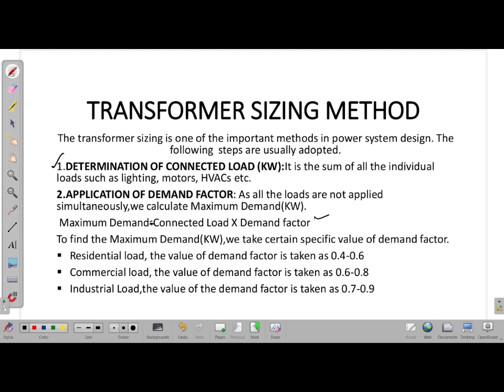For residential load, we take 0.4 to 0.6. For commercial load, we take 0.6 to 0.8. And for industrial load, the value of the demand factor is taken as 0.7 to 0.9.